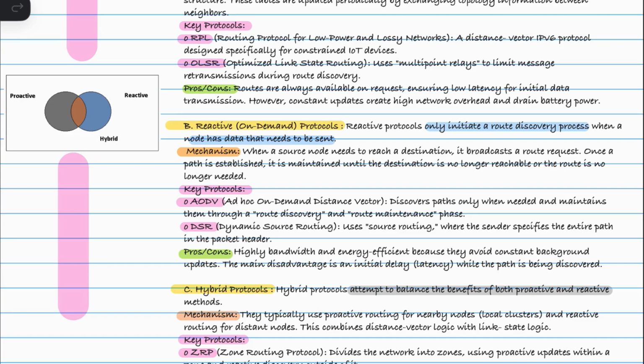So when the sensor detects an event, it has to hit pause and wait a few milliseconds to flood the network and discover the path before it can physically send the message. So there is that initial time when it has to wait. So that causes latency in the message delivery.